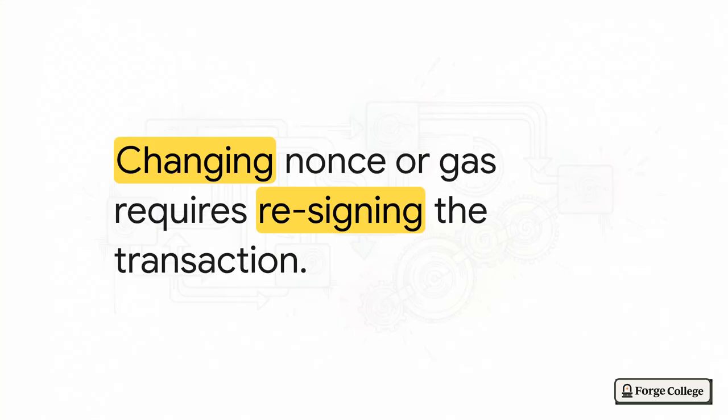Now listen closely, because this rule is absolutely non-negotiable. Changing the nonce or gas parameters requires re-signing the transaction. You can't just edit the text of a pending payload and resubmit it. If you change even a single digit of the gas fee or the nonce without regenerating your digital signature, the network will instantly recognize the invalid signature and reject it. You have to create and sign a brand new transaction for any of these recovery hacks to actually work.